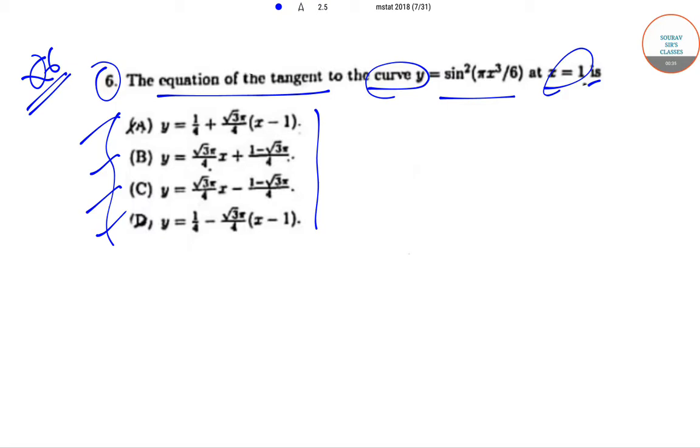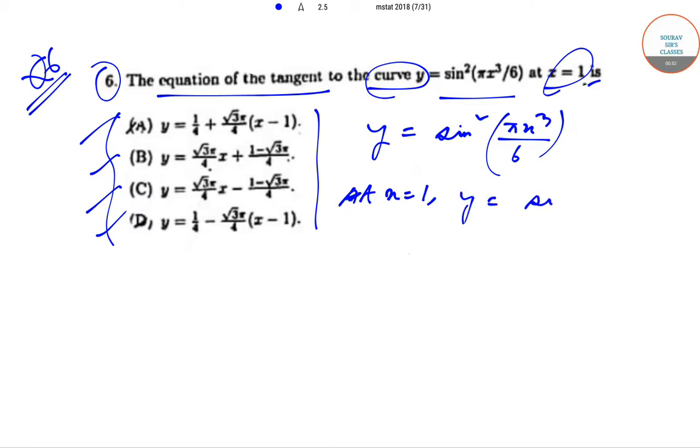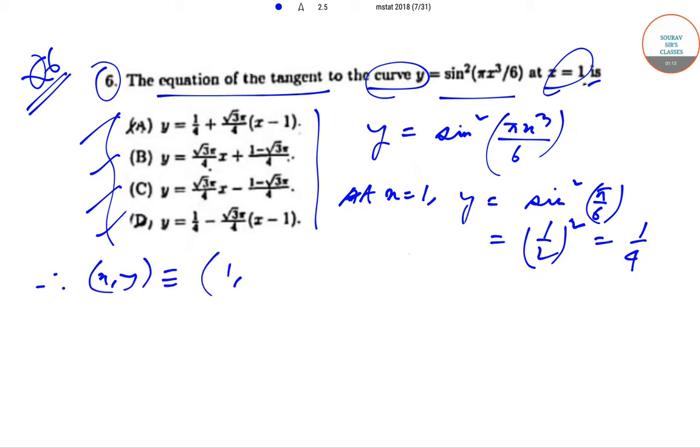So what we need to do is that we have been given the curve y is equal to sine square of pi x cube by 6. Now at x equal to 1, y will be equal to sine square pi by 6. So sine square pi by 6 is nothing but sine of pi by 6 whole square. So sine of pi by 6 is equal to 1 by 2, 30 degree. So y is equal to 1 by 4. So the required point x, y is 1 comma 1 by 4.